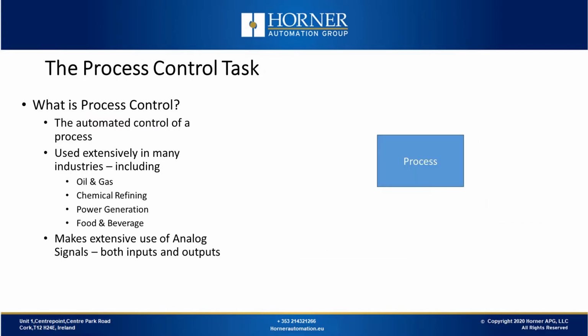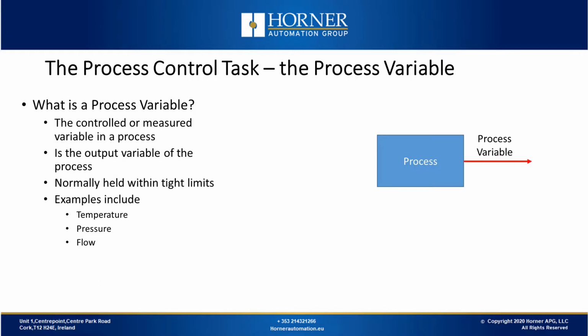What is process control? It's the automated control of a process. It's used extensively in many industries. Examples are listed here. It makes extensive use of analog signals both on the input and output side. With process control, the key process parameters, sensors, and actuators are almost always analog. So we've talked about a process, and now we're adding a process variable, which is the output variable of the process. It's normally held within tight limits. Examples would be temperature, pressure, and flow.